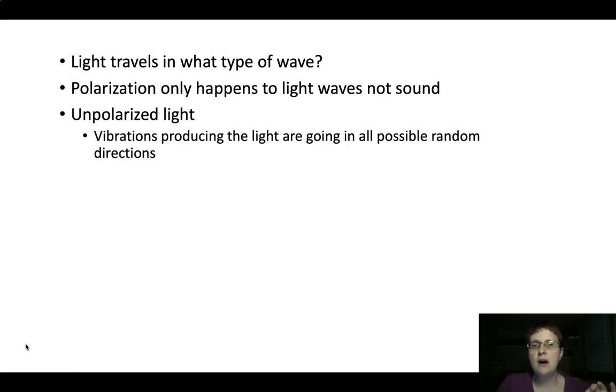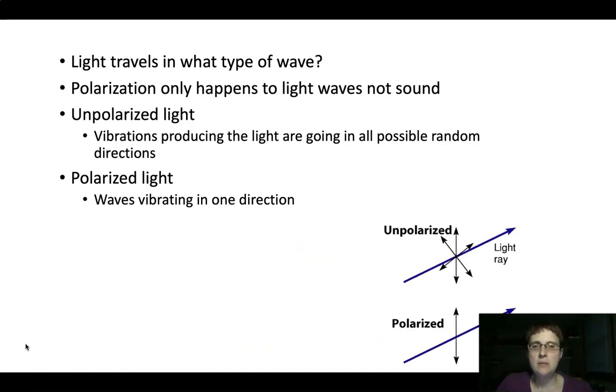So let's start with what unpolarized light looks like. Unpolarized light is basically the light that's just coming in from any light source. The vibrations producing the light are going in all possible random directions. So for example, the light that I'm using here with my recording, it's coming straight at me, right? So the waves are coming straight at me. That's the direction of the light rays. However, the vibrations are going to be going in all different directions.